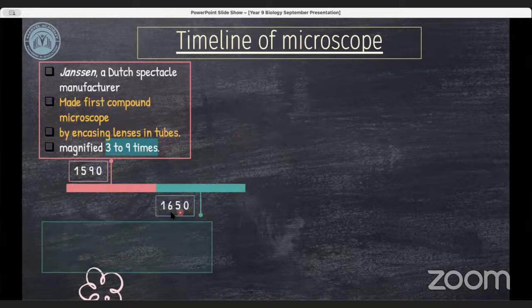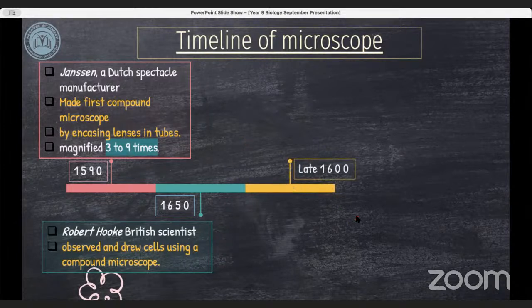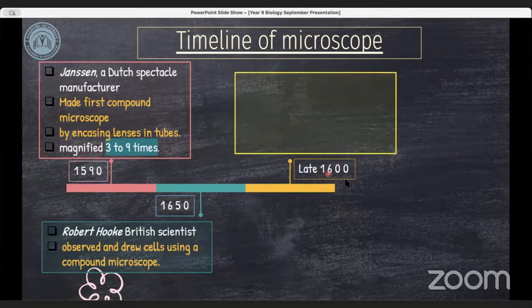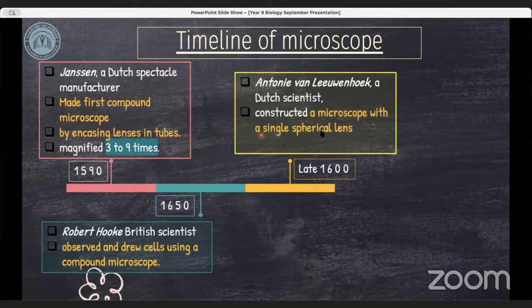Then here at 1650, Robert Hooke, the British scientist, was able to observe and draw cells by using the compound microscope. Then children, in the late 1600s, this is Antonie, a Dutch scientist. What happened was he was able to make a microscope with a single spherical lens.